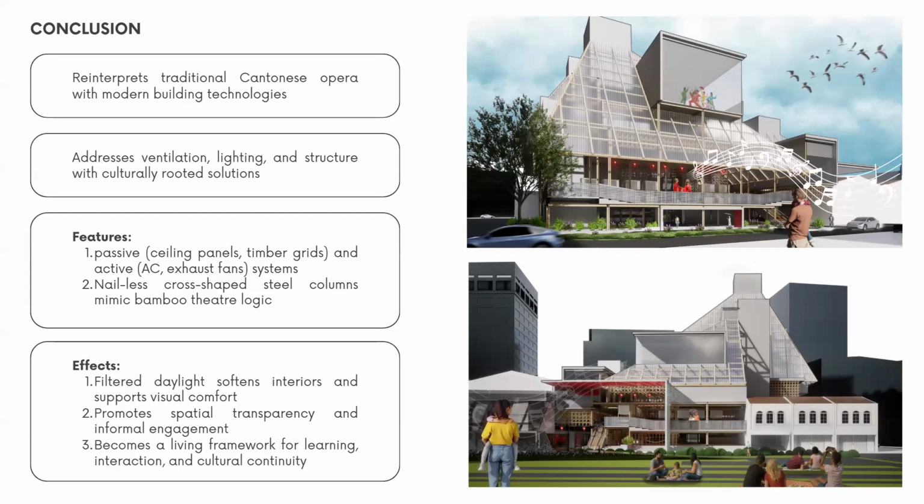building technologies. It helps to address issues like ventilation, lighting, and structure with culturally rooted solutions. Some of the features that this building has are passive and active systems. Passive is the ceiling panels and timber grids, and the active system is the AC and exhaust fan. The other feature that this building has is the nailless cross-shaped steel columns that mimic the bamboo theater logic.